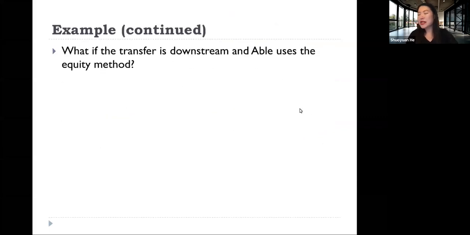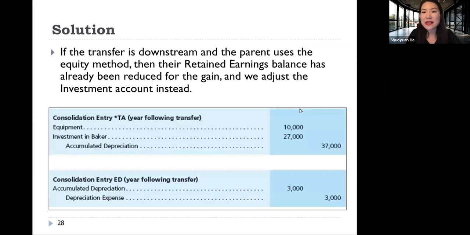And then what if the transaction is downstream and Able uses the equity method? In this situation, almost everything is the same as before. The only difference is instead of debiting retained earnings, we debit the investment account instead. So that is the only difference. And this is all for the intra-entity transfer of depreciable asset.